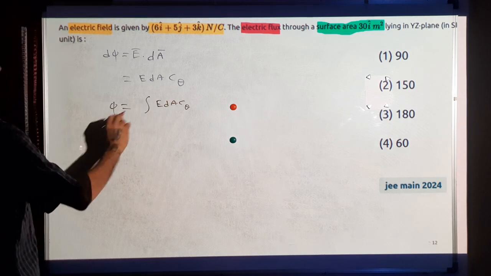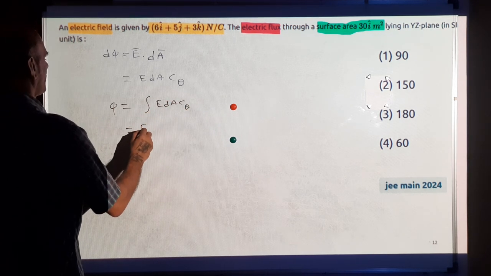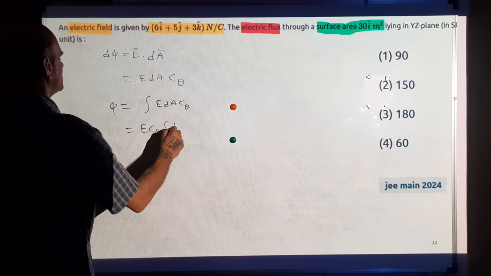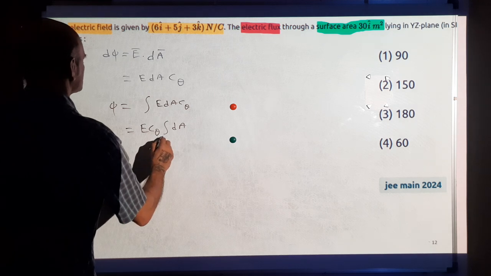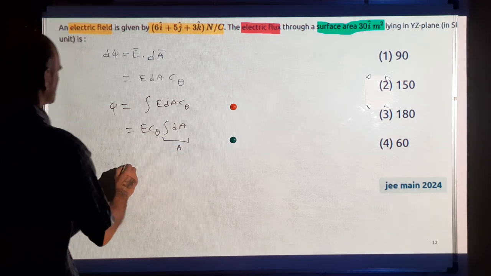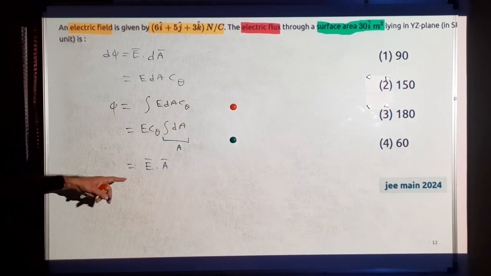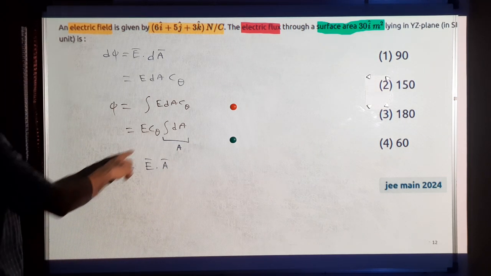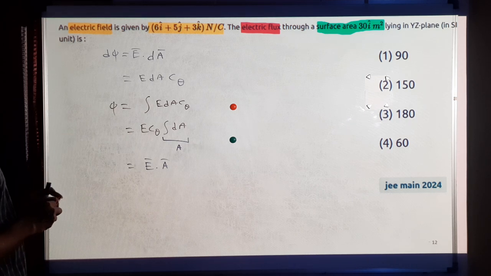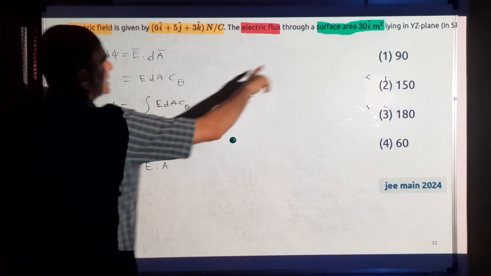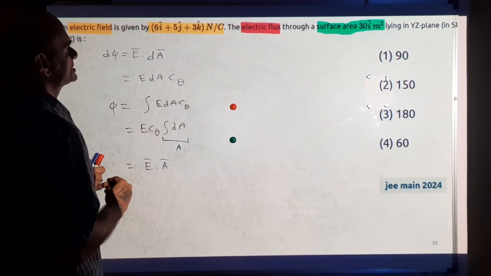But over the surface, if E is not changing, if E is uniform, and theta is also uniform, then E cos theta will come out and then integral dA, which is the total area A. So this can also be written as E dot the area vector. So this is valid when the electric field is uniform and theta is also uniform. The angle between the electric field and the area vector for all the area elements is the same. In this case, the electric field is uniform and each of the area elements' direction is also the same.